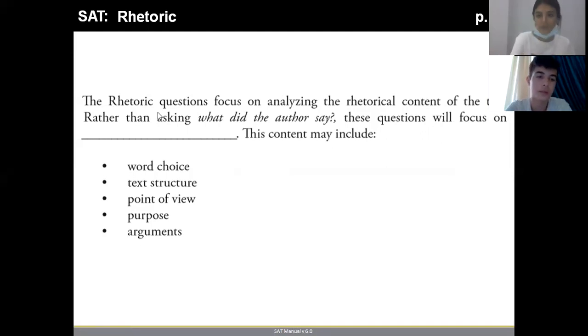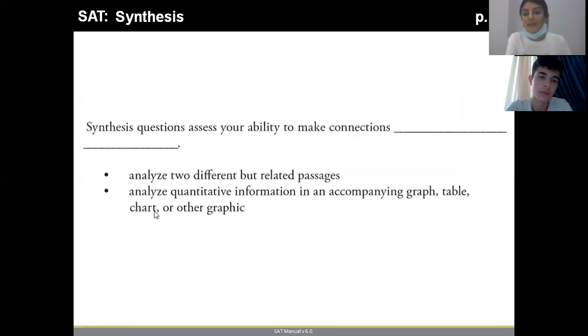Understood. And we have synthesis questions. They assess your ability to make connections between sources, like between paragraphs, to analyze two different but related passages, or to analyze quantitative information in an accompanying graph, table, chart, or other graphic. That's mainly about graphs and tables.